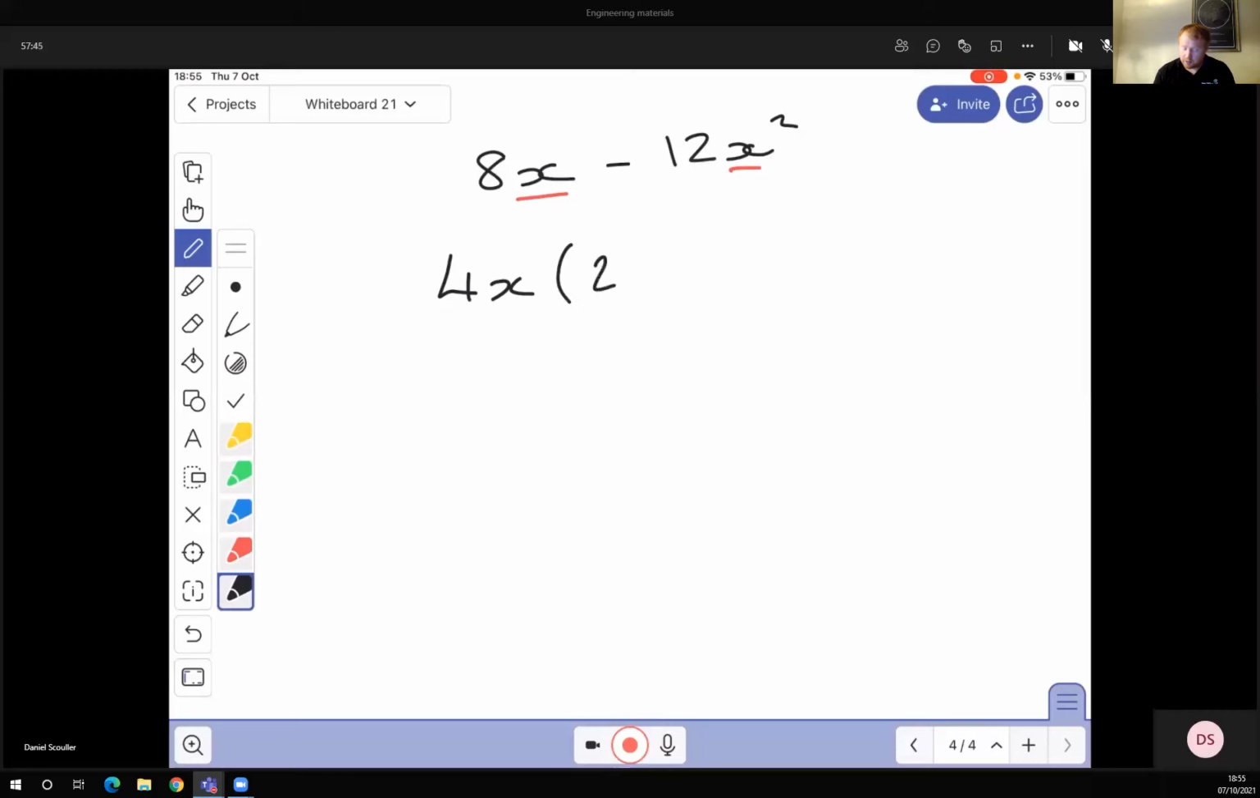What times 4x makes 8x is 2, minus what times 4x makes minus 12x squared, and it's 3x.